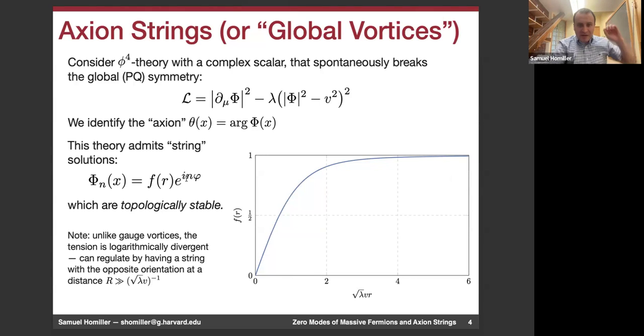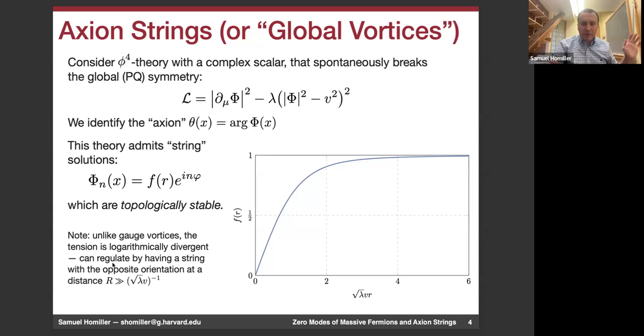I should say, in contrast to what you might have studied, gauge vortices in the context of gauge theory, those you also have a gauge field, and that gauge field takes some non-trivial winding and kind of eats up some of this winding too. Those gauge vortices do not have a logarithmic tension. These axion solutions, there is no gauge winding. It's just the scalar field that has some complex winding. And so they actually are logarithmically divergent if you compute the tension.